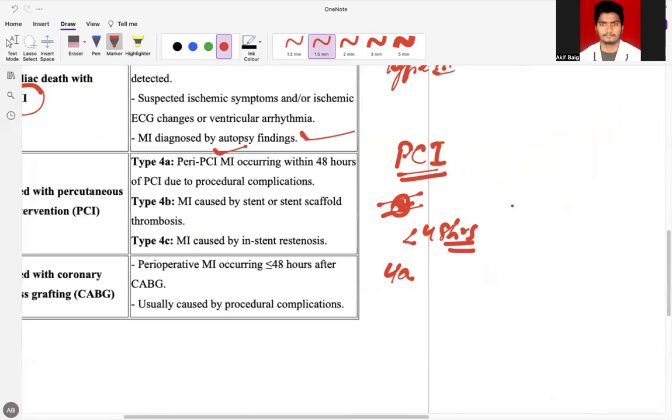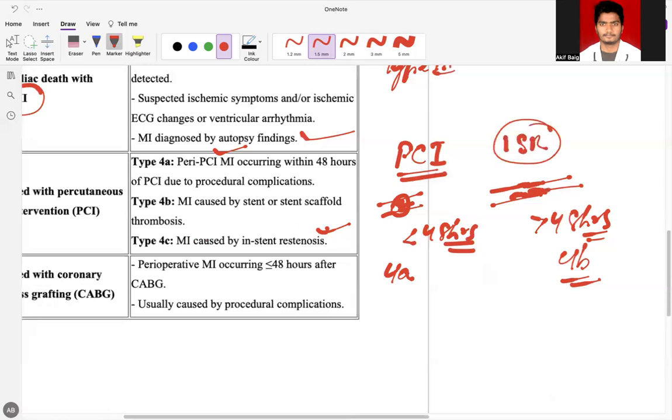Supposing the patient develops thrombosis inside the stent, and this occurs more than 48 hours after the procedure, then it is called type 4B. And supposing the patient develops in-stent restenosis, that means there is no fresh thrombosis, but over a period of time, slowly inside the stent also, there can be atherosclerosis or intimal hypertrophy and it can cause stenosis of the stent. This is called in-stent restenosis. So this is type 4C.